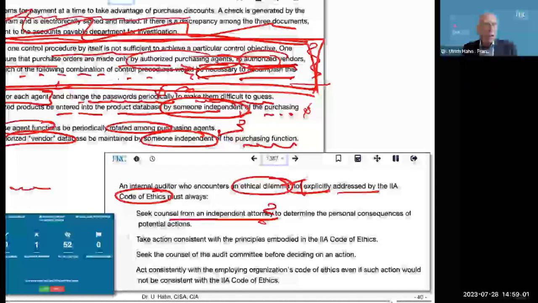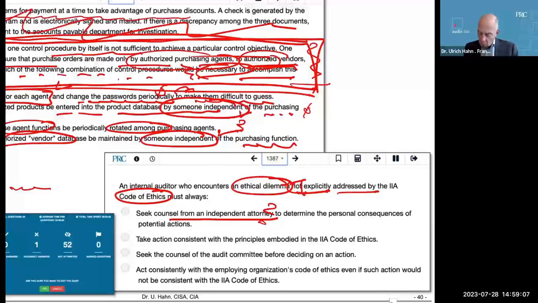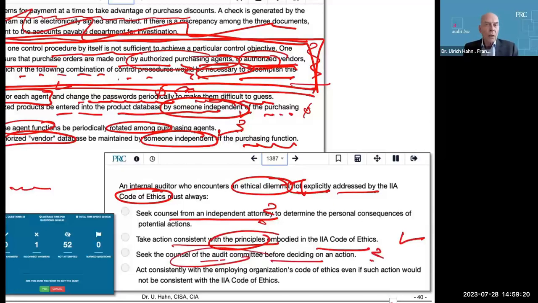Then let me see. Yeah, so here the attorney would be maybe a little bit too much, so I would question this. Yeah, take action consistent with the principles in the code of ethics. That sounds very good. Seek the counsel of the audit committee. That sounds also a little bit over the top.